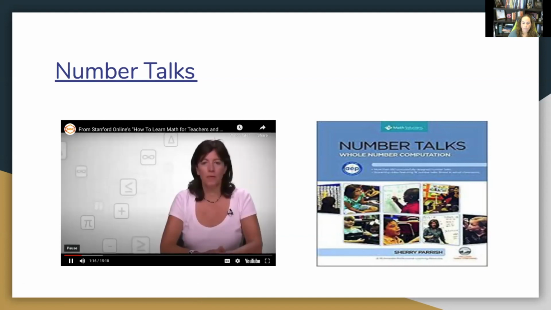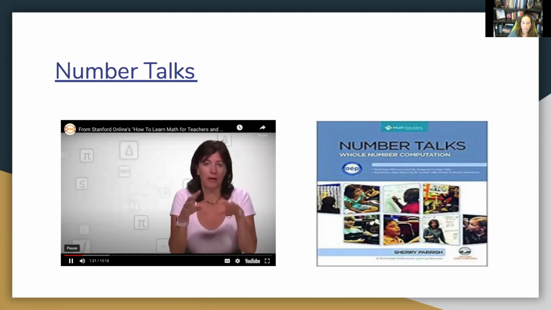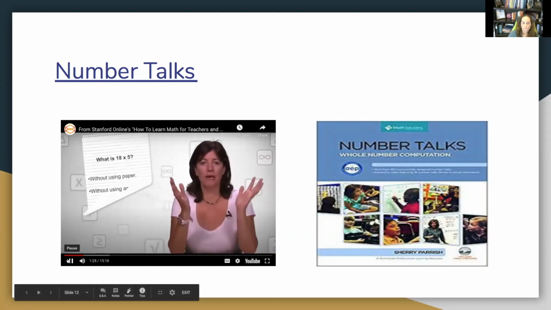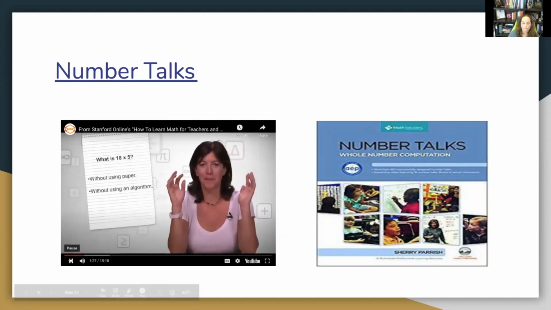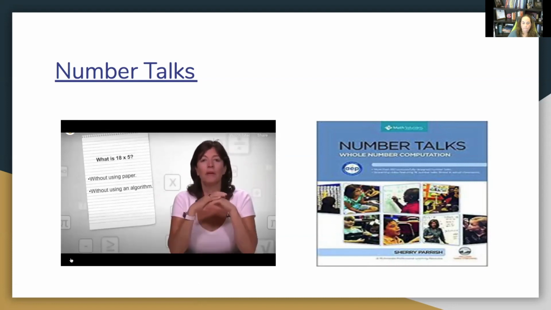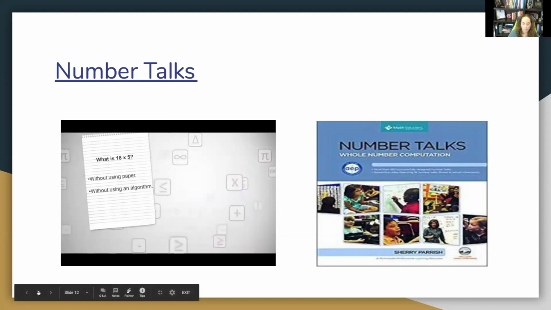Ready? So before we watch a couple of different number talks, I want to try some of the mathematical ideas with you together. So the first thing I'm going to ask you is just simply to write down the answer without using pen and paper. Try not to use the traditional algorithm, but work out and write down the answer for 18 times 5.